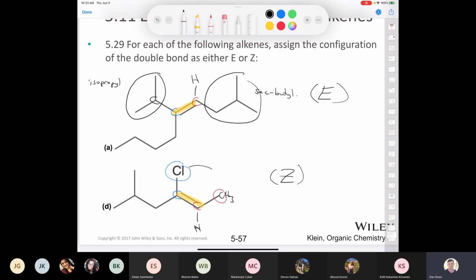It is zusammen, right? These are together, or Z. And again, these are on opposite sides, and therefore they are E, like that.